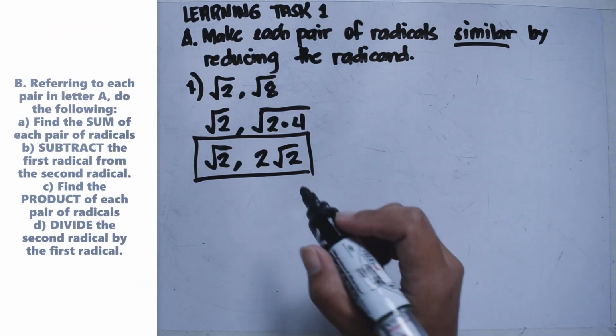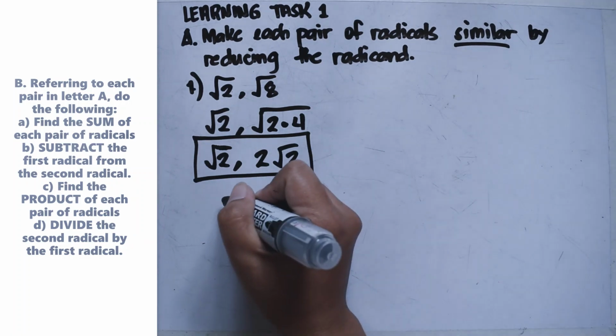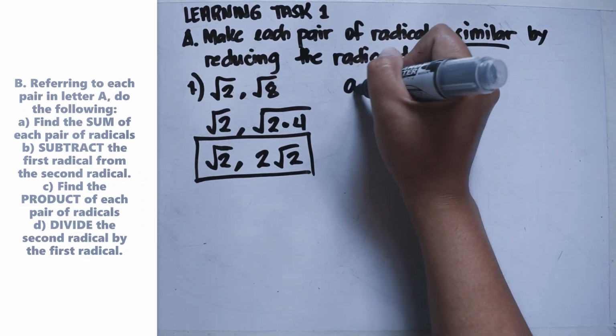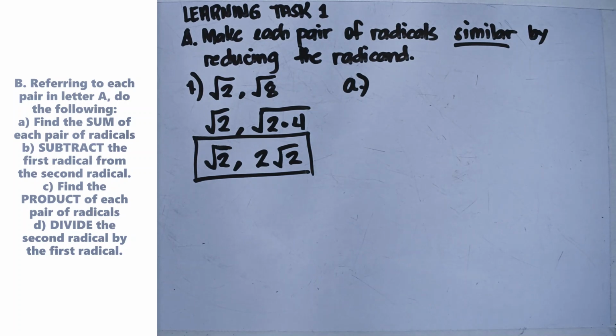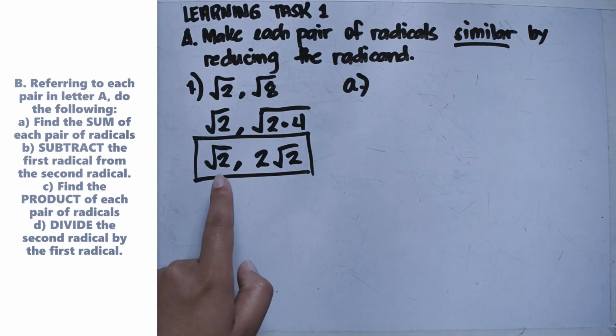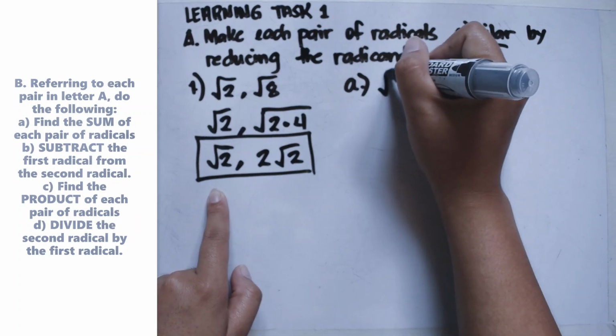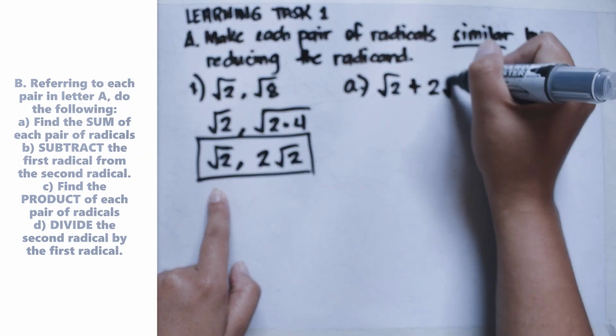Since they are similar, let's now start answering letter B. So, what I wrote for letter A: it says to get the sum of the pair of radicals. So, we will get the sum of these two. So, we have square root of 2 plus 2 square root of 2.